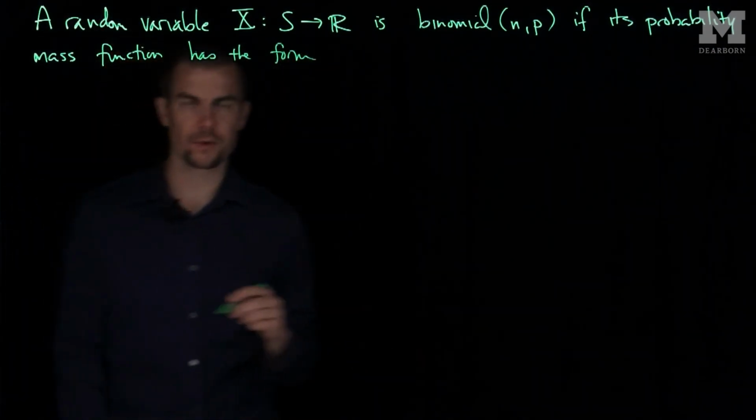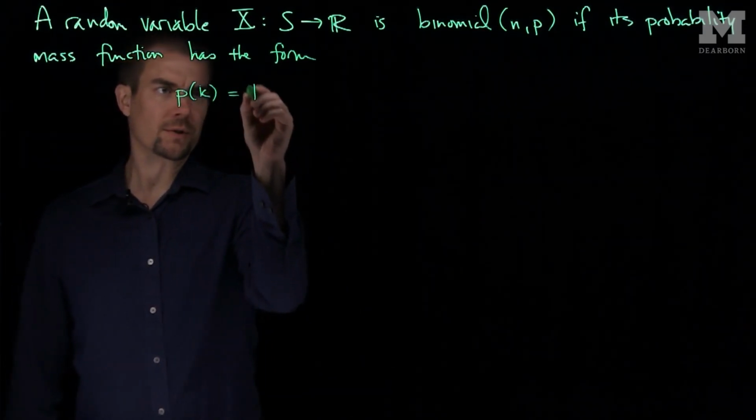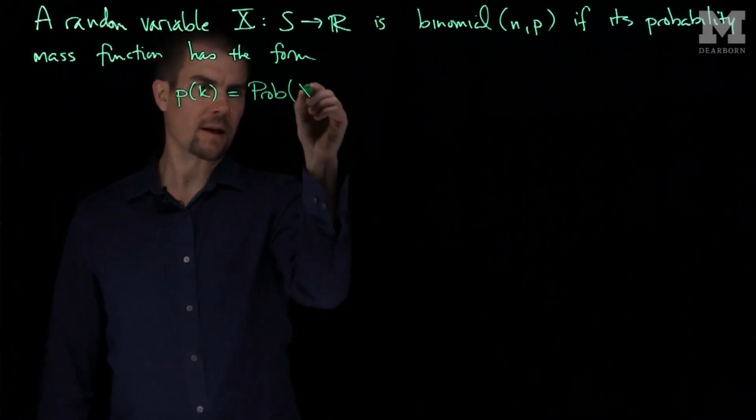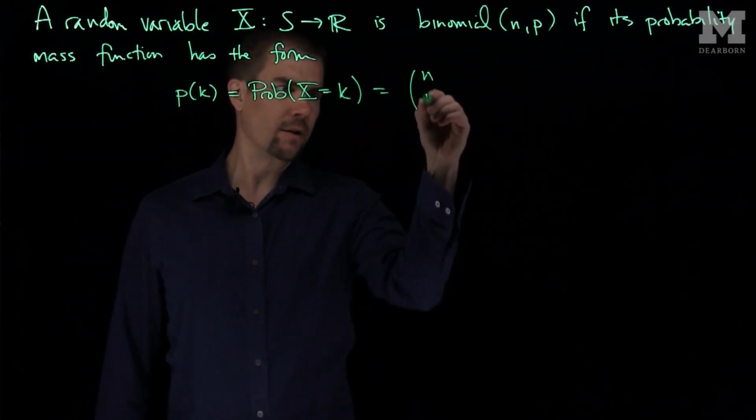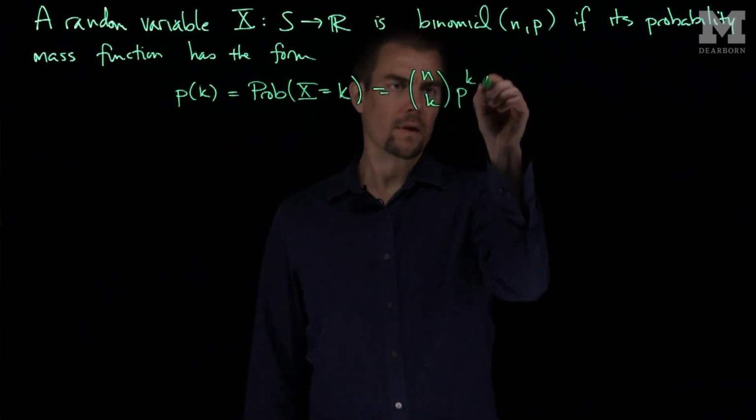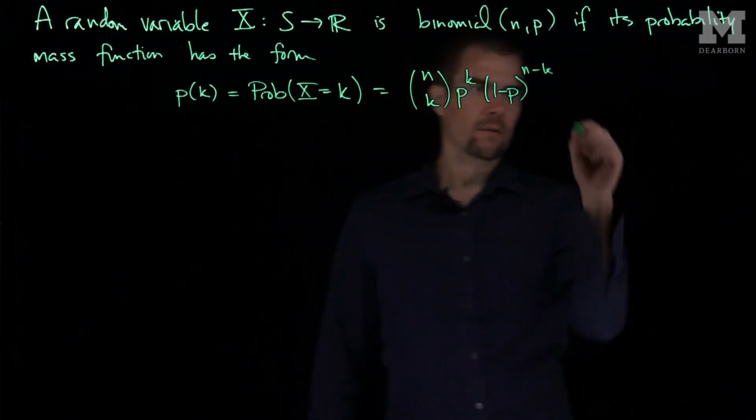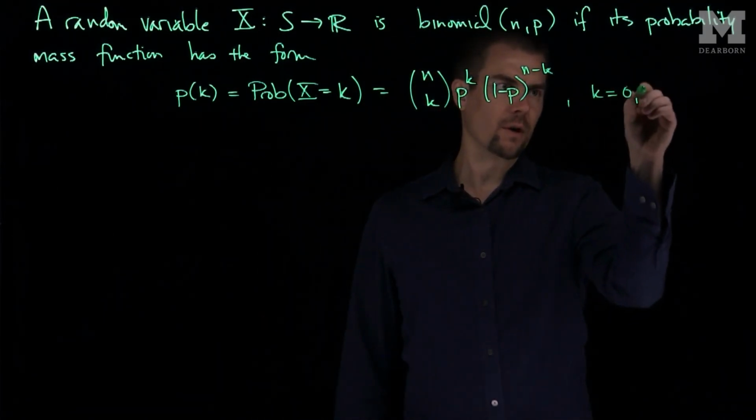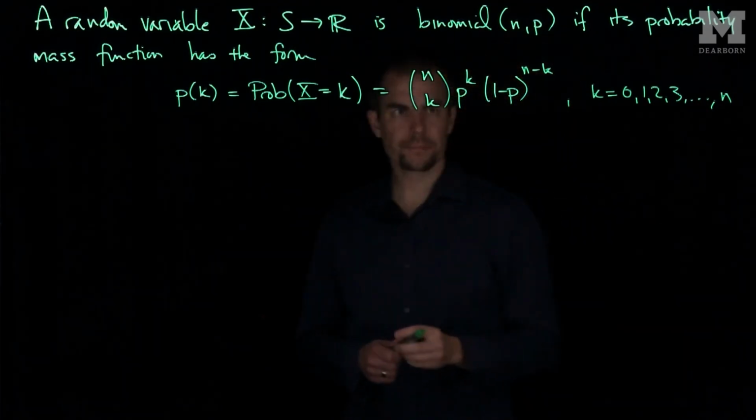So let's write down the probability mass function. p of k, which is the probability that x is equal to k, is n choose k, p to the power k, and then 1 minus p to the power n minus k, for k equals 0, 1, 2, 3, up to n.